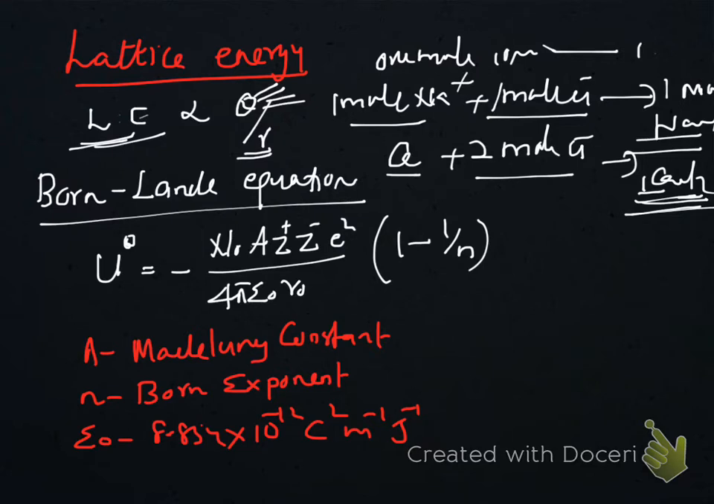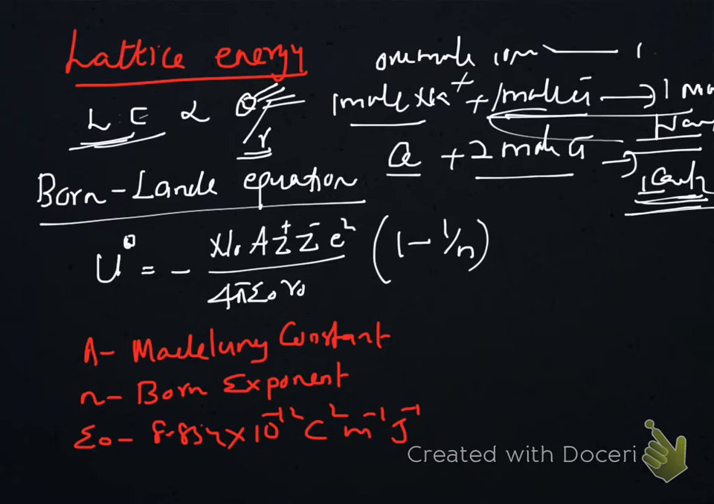Lattice energy can also be defined in another way. It is the amount of energy released during the formation of 1 mole NaCl, that is okay. In other terms, it is the amount of energy required to separate 1 mole of an ionic compound into its constituent ions. That is the definition in reverse direction.